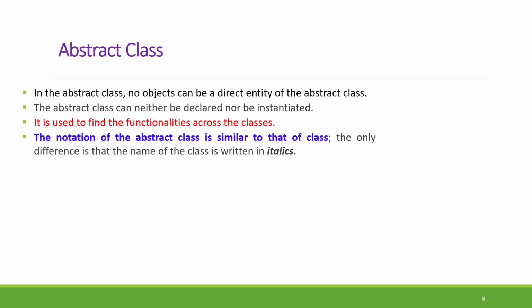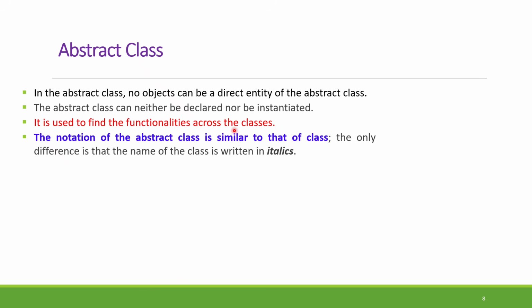So what do you mean by the concrete class and the abstract class? Whatever we discussed now, the normal class, is nothing but a concrete class. Now we are moving to the abstract class. That means for the abstract class, no object can be a direct entity of it. An abstract class can neither be declared nor be instantiated. That means we cannot create any object for the abstract class.